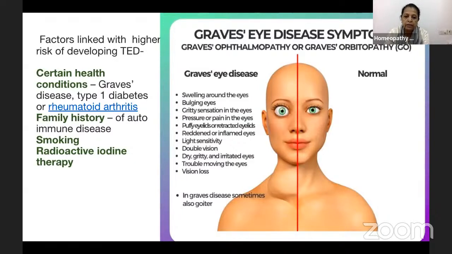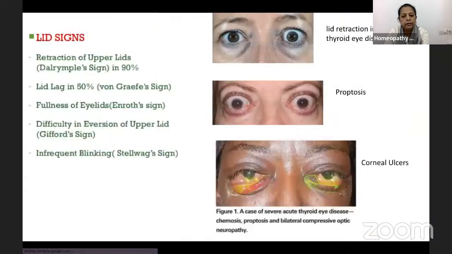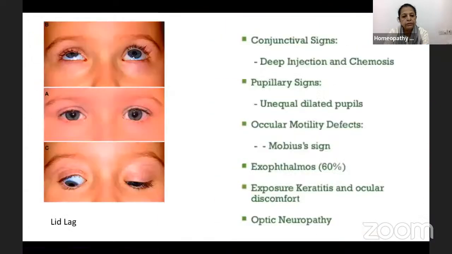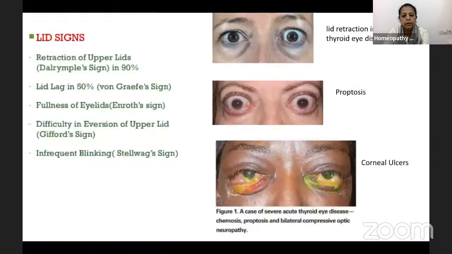Conjunctival congestion is there. There is lid edema and redness of the lid. There is lid retraction, especially upper lid retraction. In upper lid retraction, you can see here this is a normal eye and the other eye is affected. Here you can see the upper lid is retracted. So this is an early sign in hyperthyroidism. In the left eye, there is a retraction.